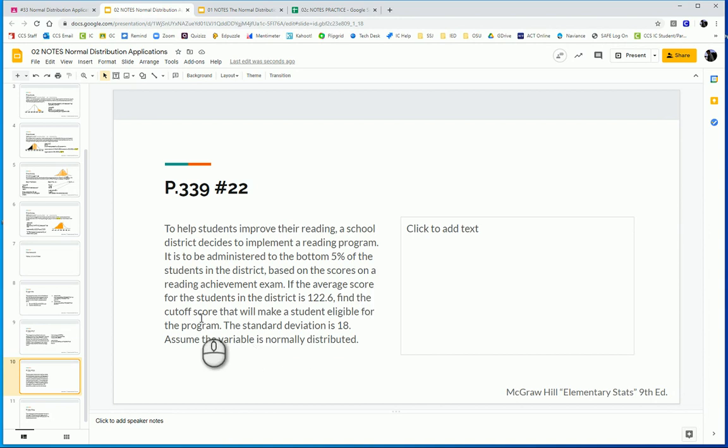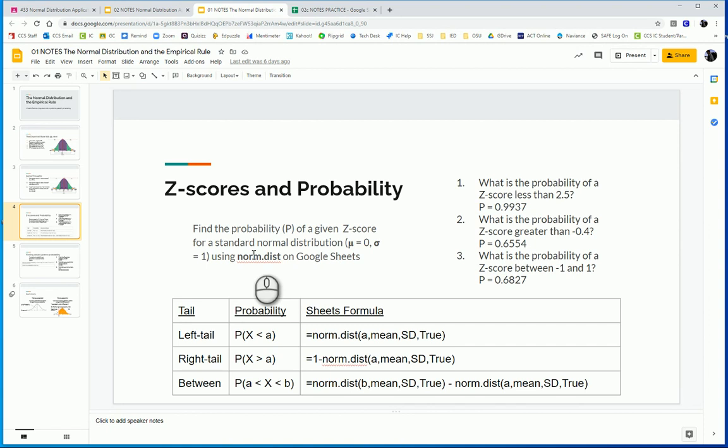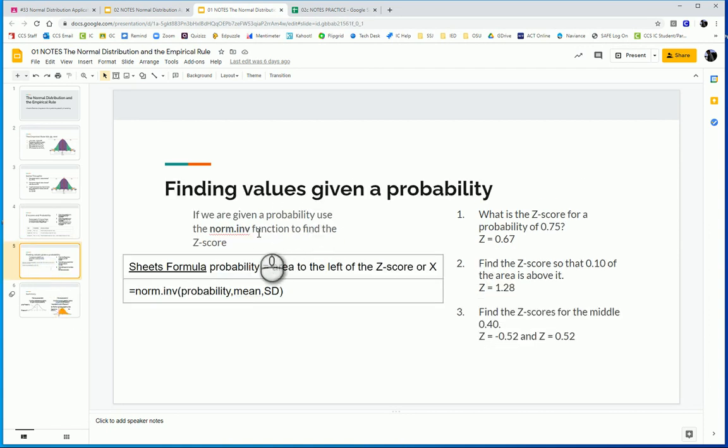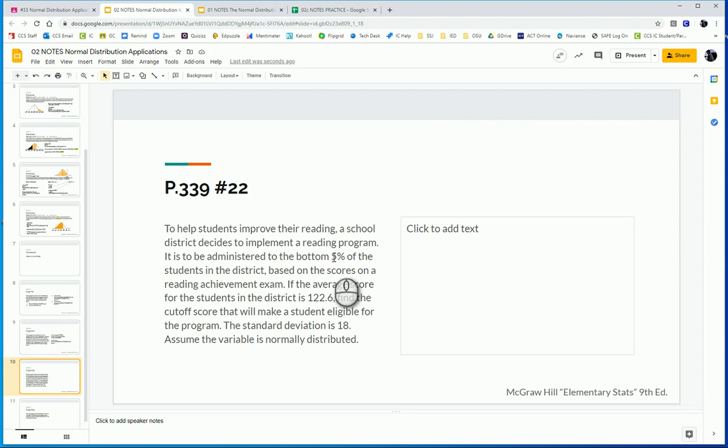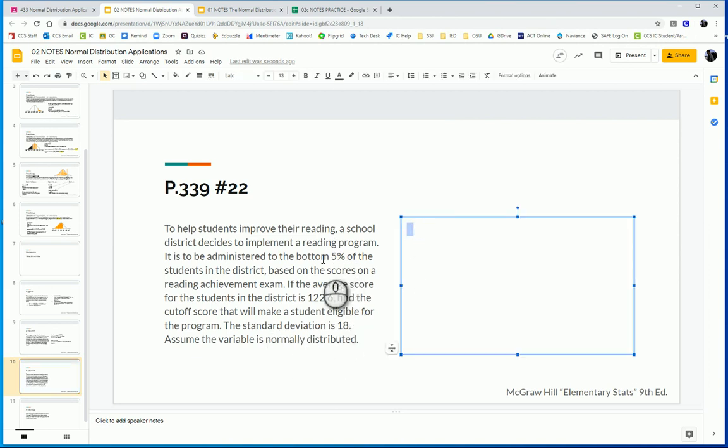So they're asking you to find a score, not a percent this time. Find a score. So that means we're going to use norm inverse because we're given a probability, the bottom 5%. So that means it's left-sided. Find the cutoff score. So we're looking at the probability that x is less than some a and it equals 5%. Okay, and we want to find that a.